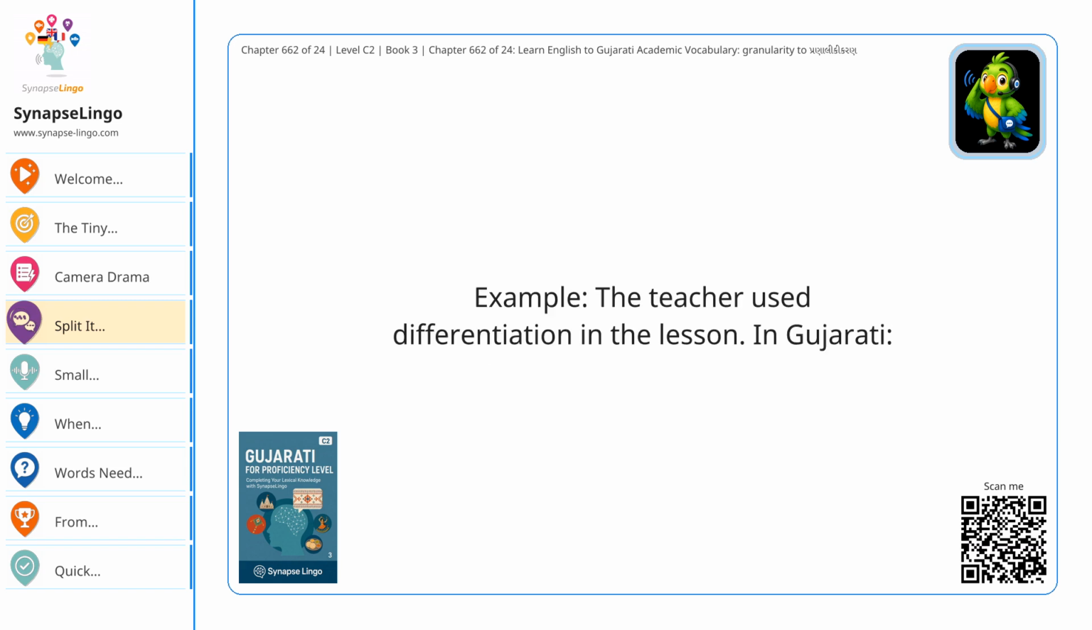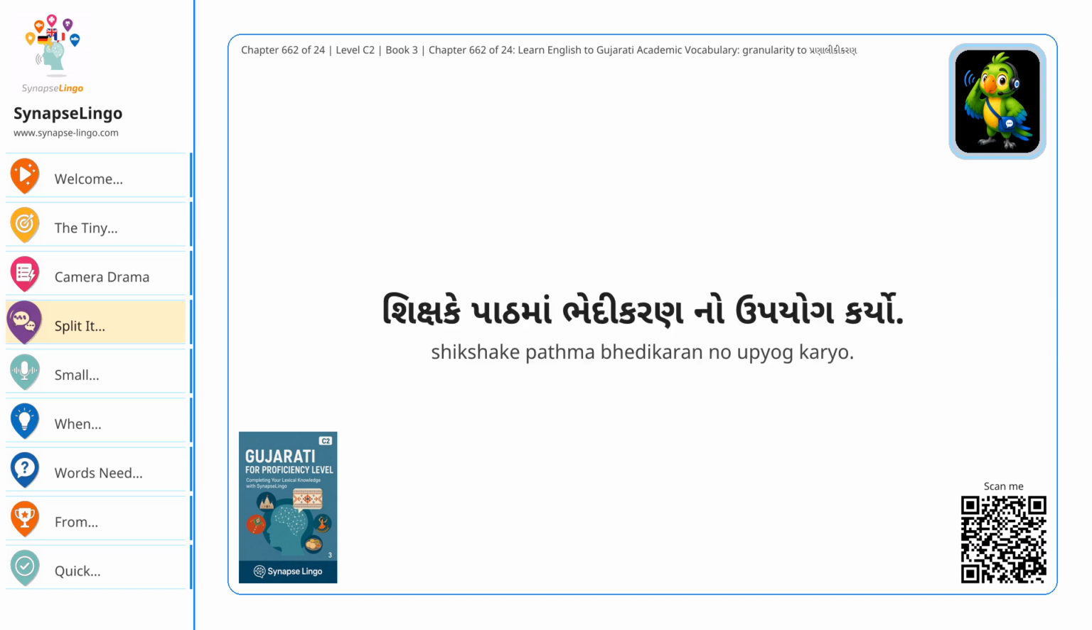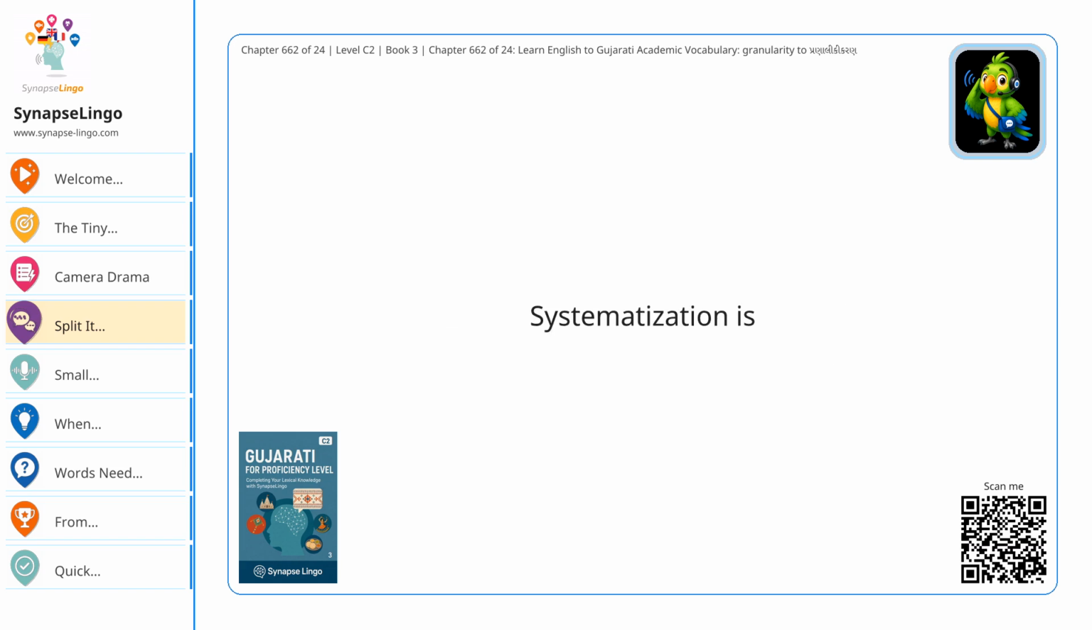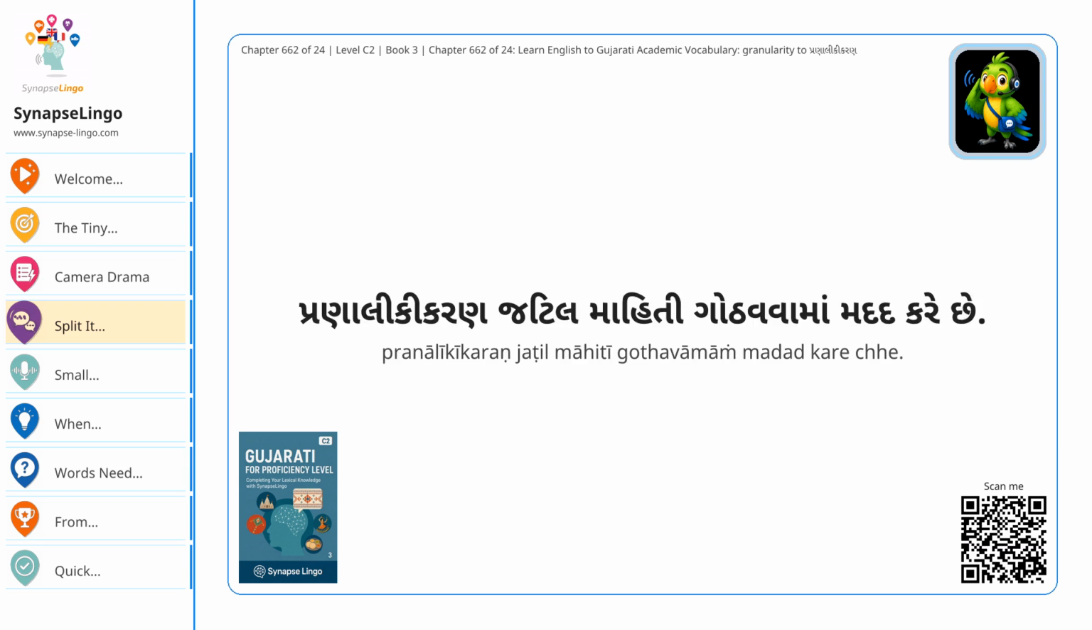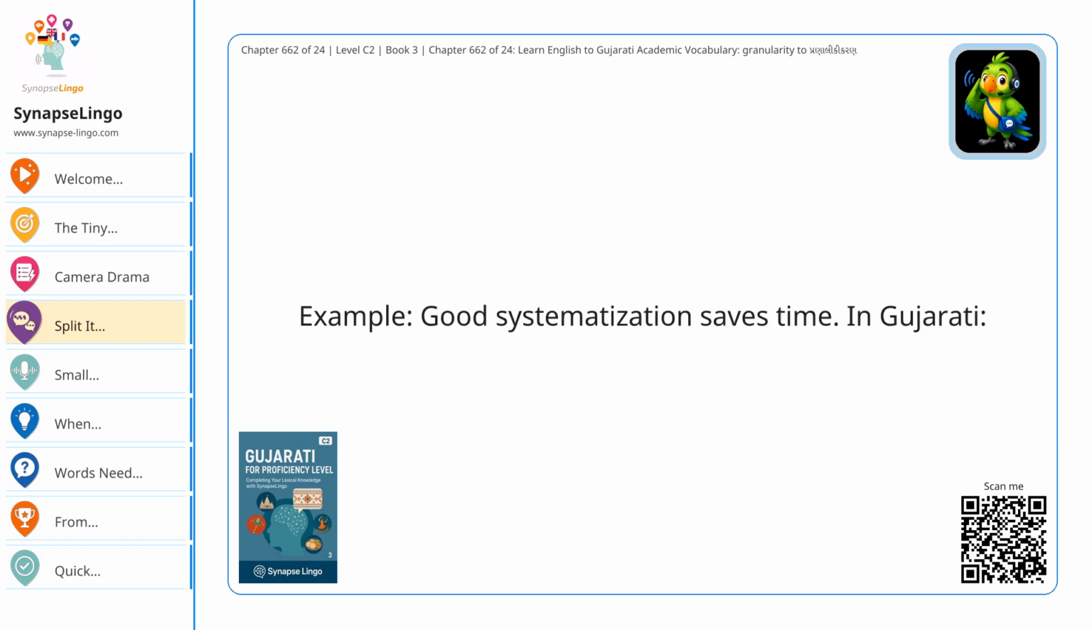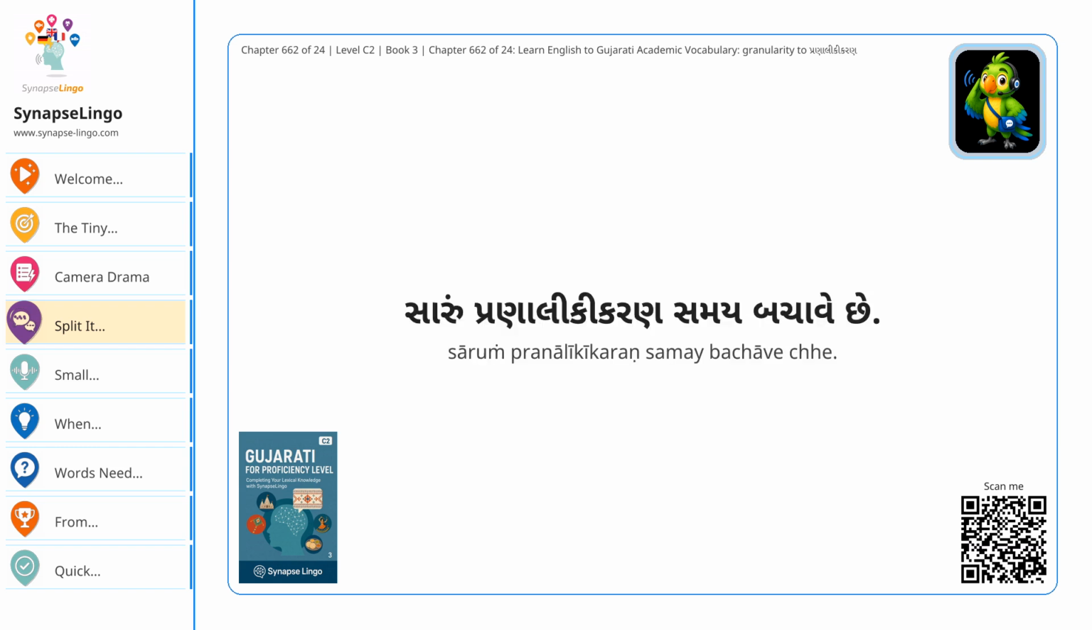Example. The teacher used differentiation in the lesson. In Gujarati. શિક્ષકે પાઠમાં ભેદીકરણનો ઉપયોગ કર્યો. Systematization is પ્રણાલિકીકરણ. It means organizing things into a system. Example. Systematization helps organize complex information. In Gujarati. પ્રણાલિકીકરણ જટિલ માહિતી ગોઠવવામાં મદદ કરે છે. Example. Good systematization saves time. In Gujarati. સારું પ્રણાલિકીકરણ સમય બચાવે છે.